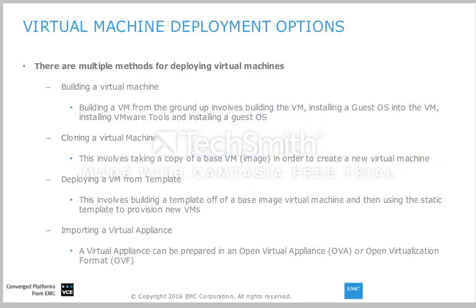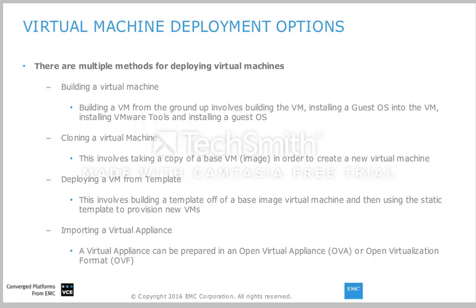VMware provides multiple methods for building virtual machines in vSphere. Some of these methods, such as cloning or deploying VMs from template, require vCenter. Others are universal to whatever management platform is being used. Some of the most common methods of VM deployment are building a virtual machine.